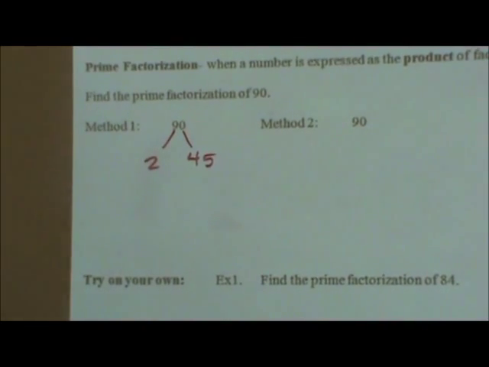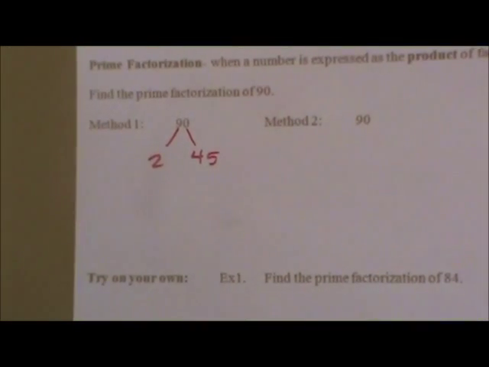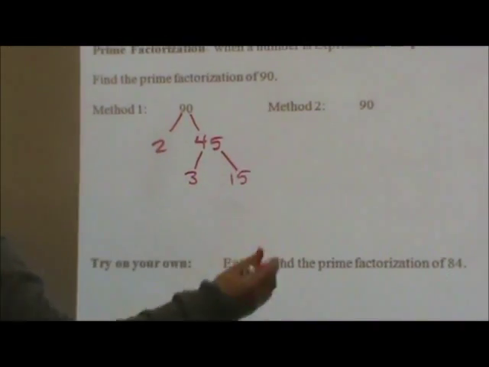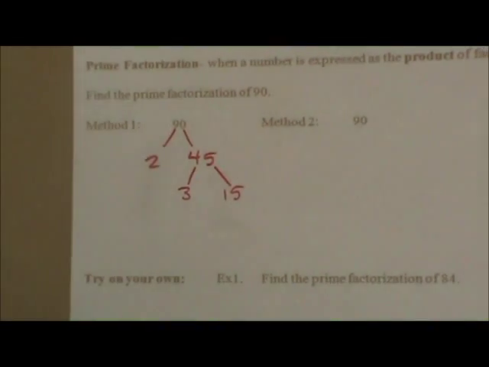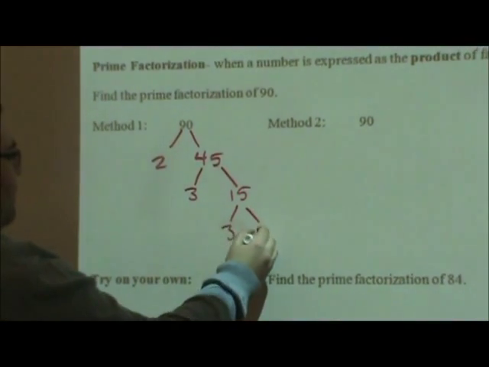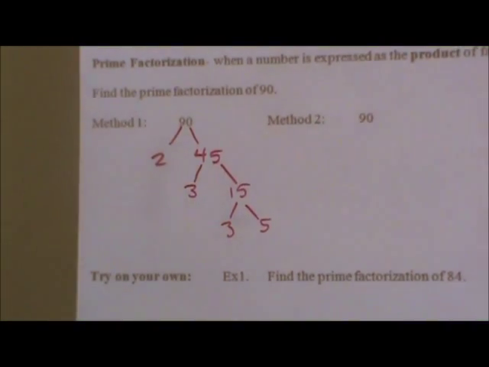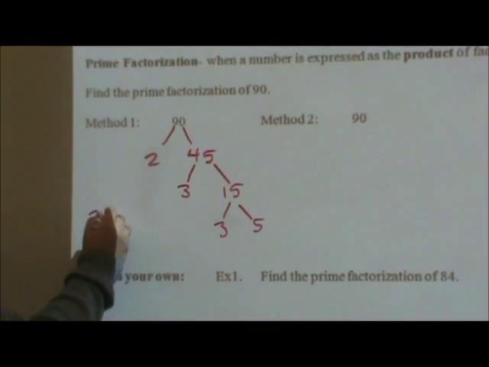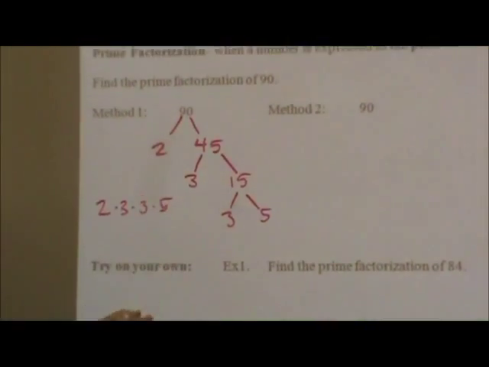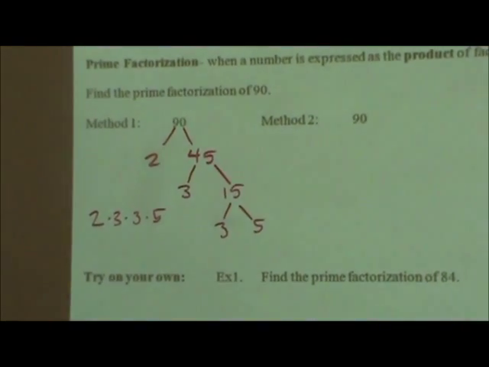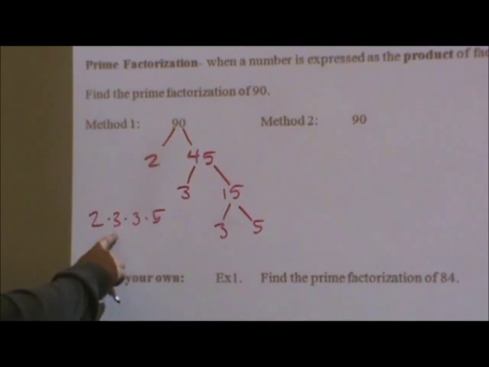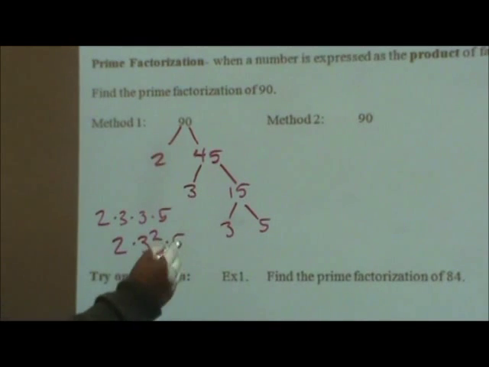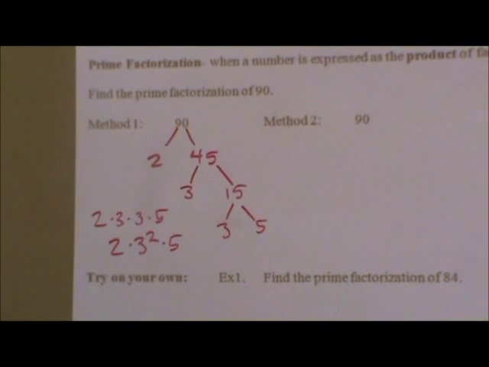Well, I know that 45, 2 doesn't go in there, but 3 does. And then continue. Can't break down 3, but it can break down 15 to 3 and 5. And now we can write this as a product of all the primes. So it's 2 times 3 times 3 times 5. Or rewriting the 3 and 3 as 2 times 3 squared times 5. And we get our final answer.